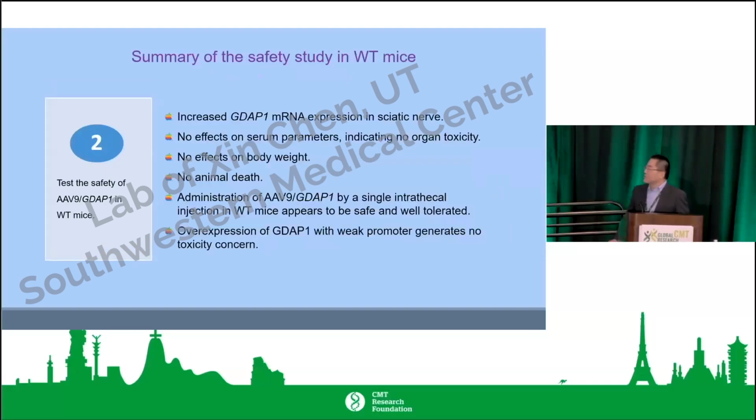I don't have time to describe all this data, but I just want to point out this study seems safe. We saw GDAP1 expression inside the nerve with no side effects, and no effects on body weight or survival. All animals survived until the end of the study. Administration of the vector by intrathecal delivery seems safe and well tolerated. Overexpression of this protein with a weak promoter seems not to be a safety concern.